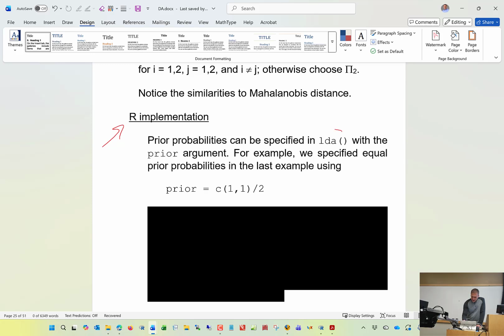Now, in the LDA function we talked about a few minutes ago, we have this statement, prior equals c(1,1)/2. What that's basically saying is this: I'm going to put a prior probability of 0.5 for group 1 and a prior probability of 0.5 for group 2. That's all that meant. The reason I did that was that, to show you some of the introductory math elements of how to do this, it was a lot easier to motivate how Mahalanobis distance comes about.